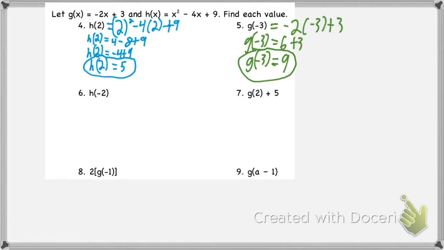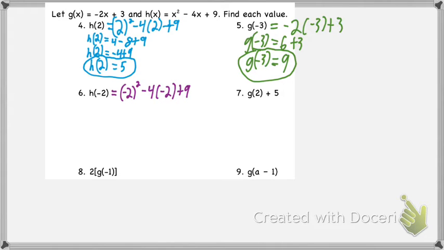Okay, so H of negative 2. So which one am I plugging that one into? H of x, the x squared minus 4x plus 9. Who can help me plug this one in? Go ahead. Negative 2 squared, minus 4 times negative 2, plus 9. Very good. So we'll make sure you have that down for number 6 here.